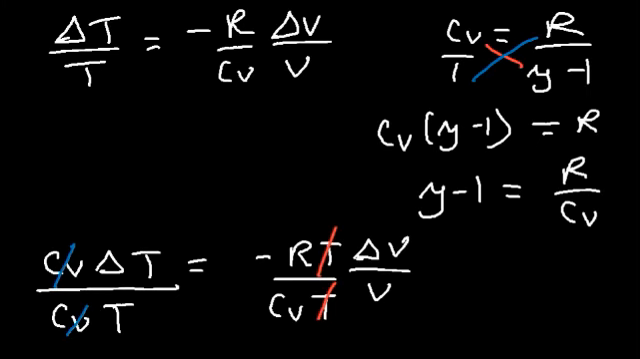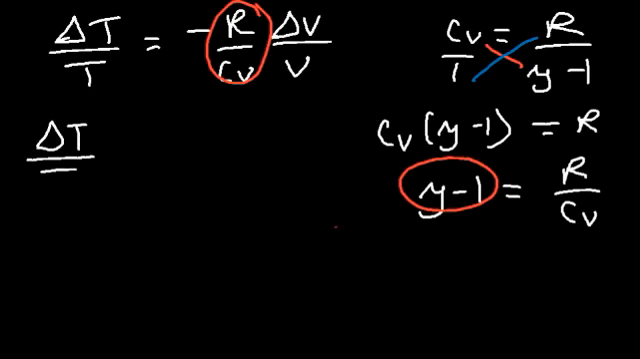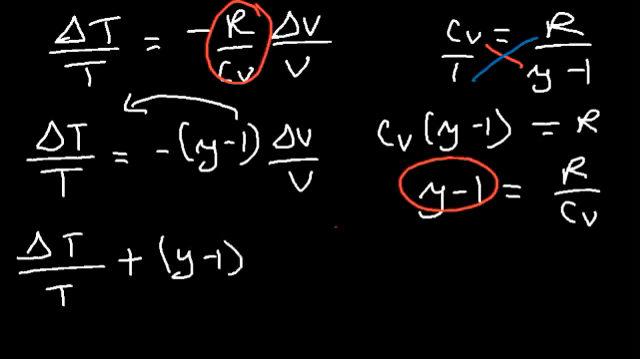So now we can replace R over Cv with gamma minus 1. So we have delta T divided by T is equal to negative gamma minus 1 times delta V over V. Now let's take this expression, let's move it to this side. So it's delta T divided by T plus gamma minus 1 times delta V over V, and this is equal to 0.